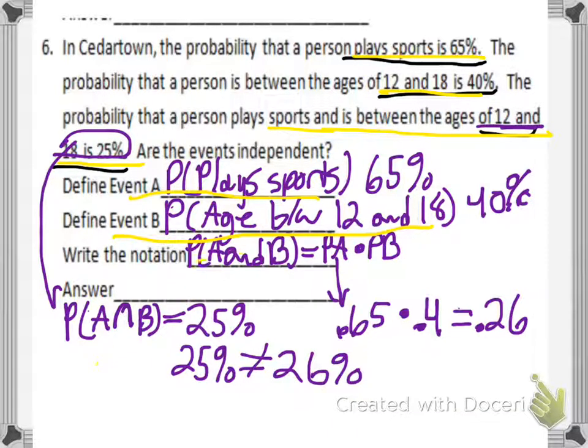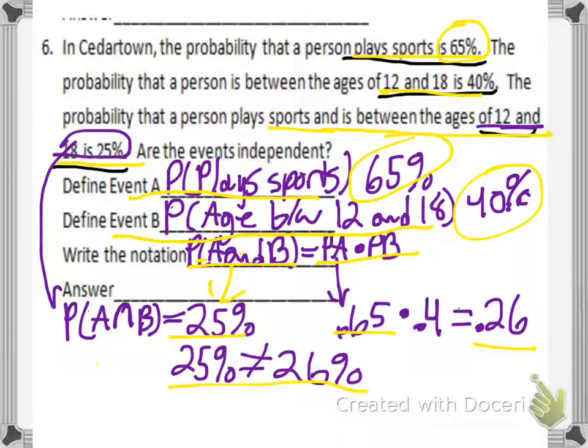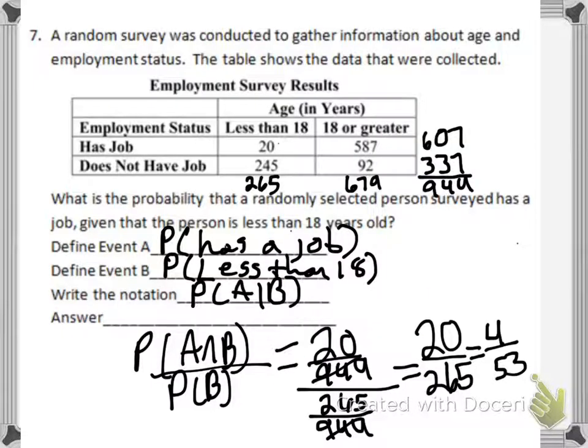We know that A and B, our intersection here, should be the same as the probability of A times the probability of B. So we know that's 25%, so I'm going to multiply 0.65, which is our A, and times 0.4, which is our B, which gives me 0.26. They are not equal to each other, so they are not independent. Now they're pretty doggone close, so they're pretty close to independent. Technically they're not because of the formula.